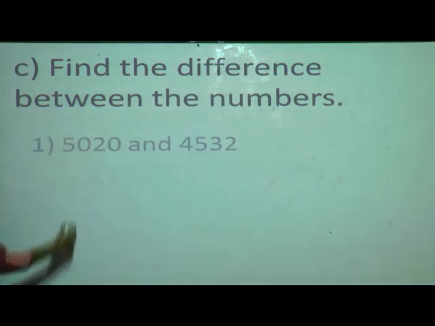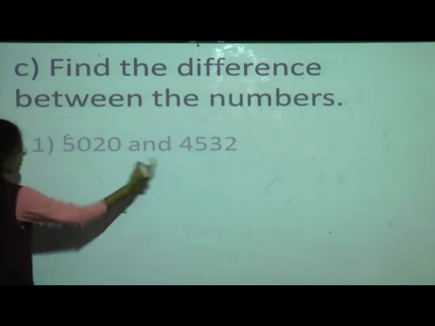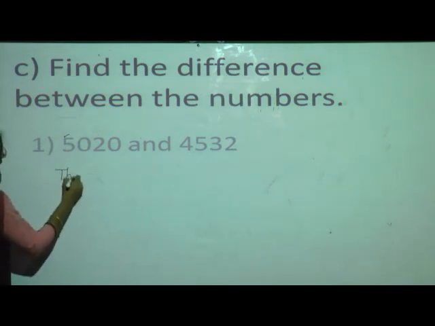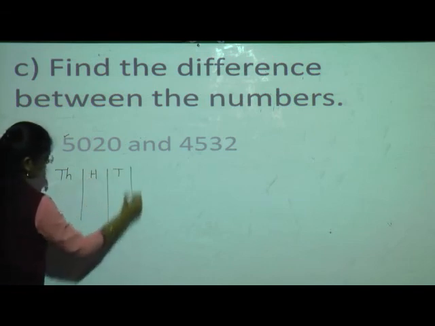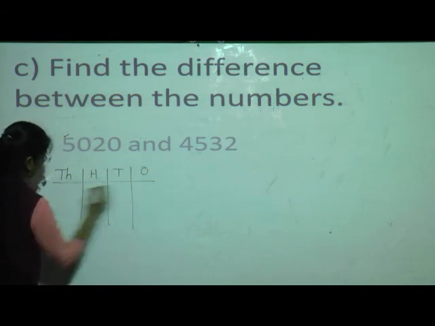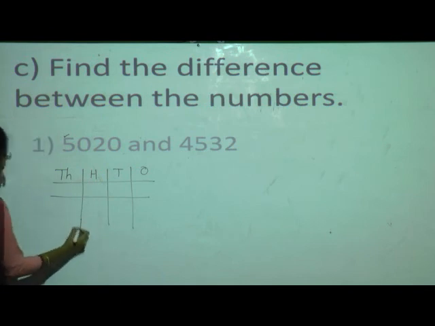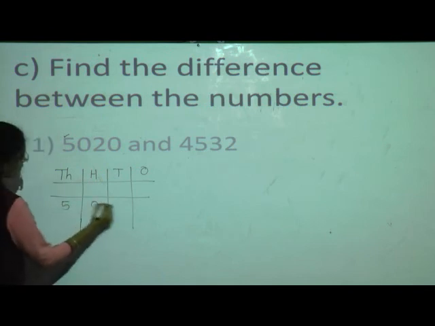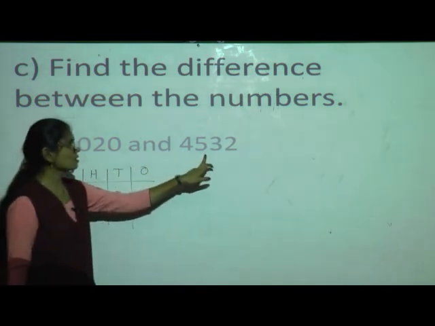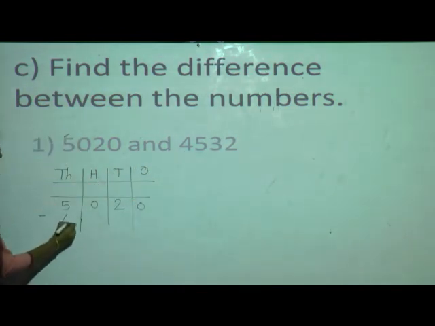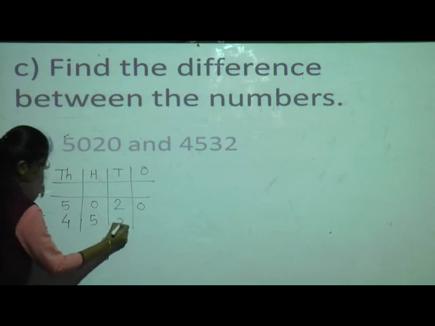Now see these two numbers. Which one is greater? This number is greater than this. So first of all we will write the greater number in the place value chart. Okay. Draw the place value chart. What is the first number? 5020 and minus 4532. Do the subtraction.